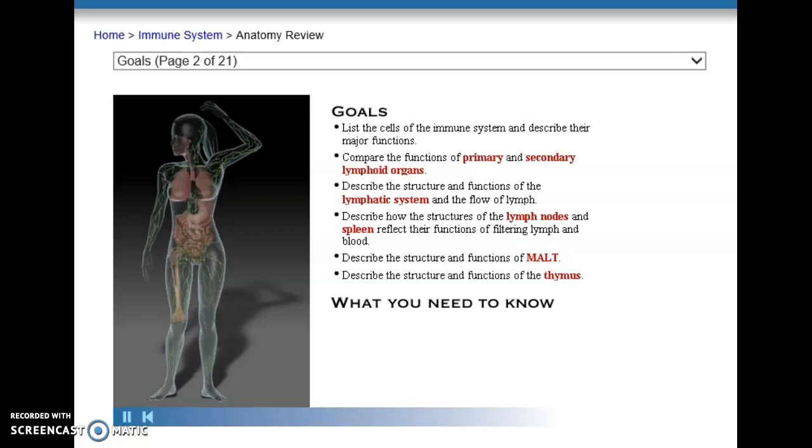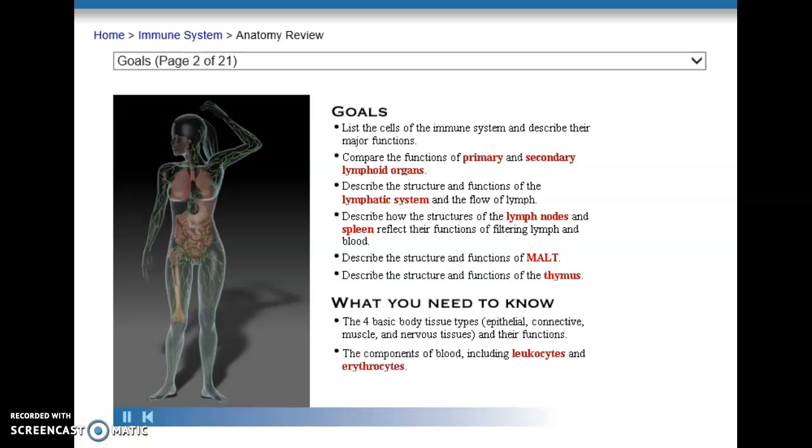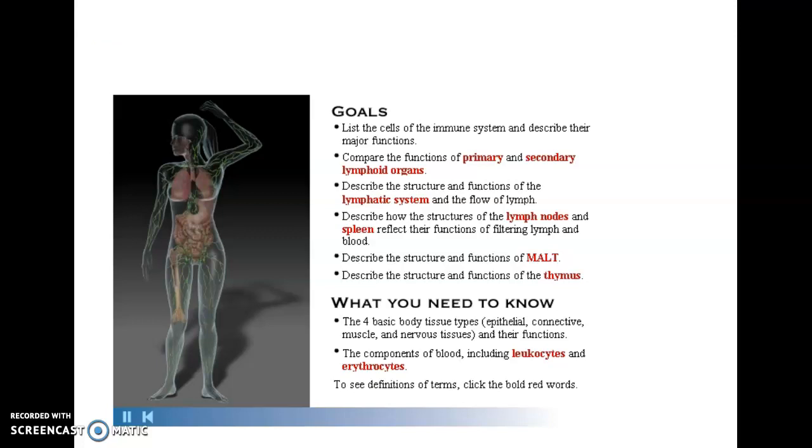Here's what you need to know. The 4 basic body tissue types: epithelial, connective, muscle, and nervous tissues, and their functions. The components of blood, including leukocytes and erythrocytes. To see definitions of terms, click the bold red words.